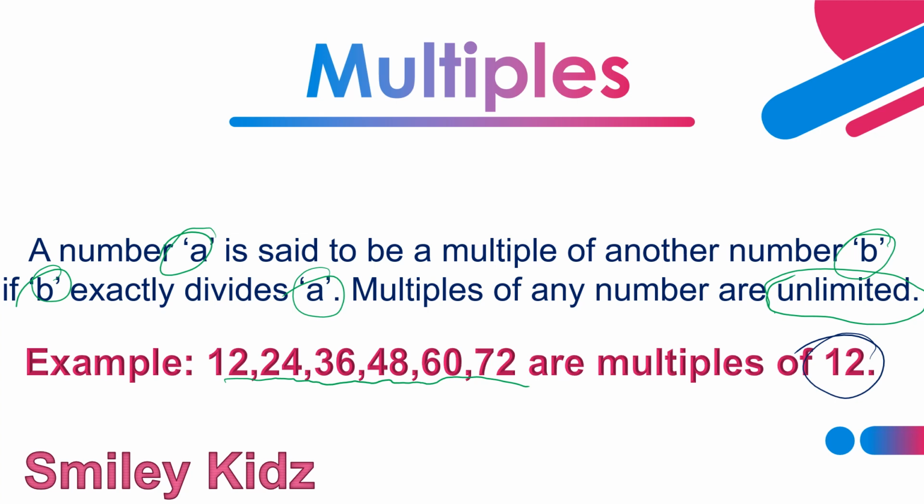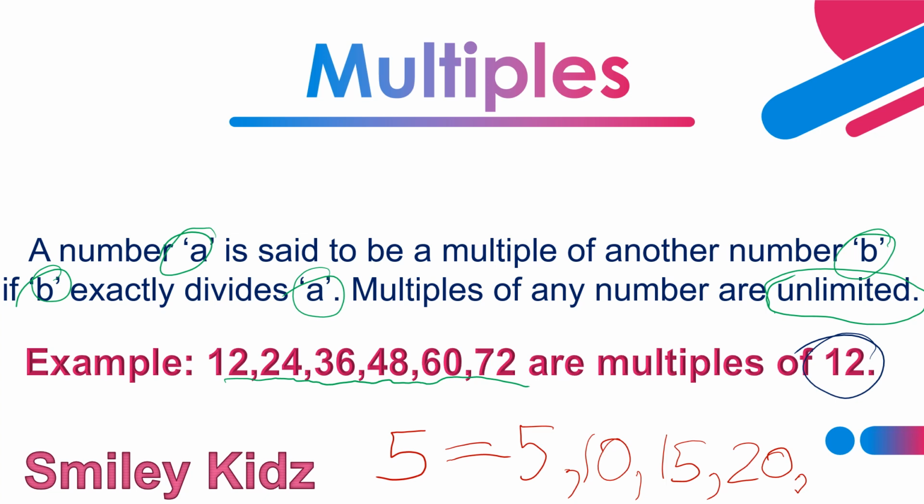Let's see another example. The number is 5. Multiples of 5 are 5, 10, 15, 20, 25 and so on. Because 5 exactly divides 5, 10, 15, 20, 25, 30 and so on.